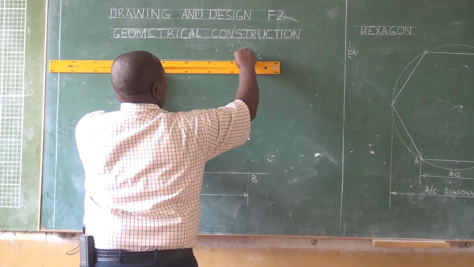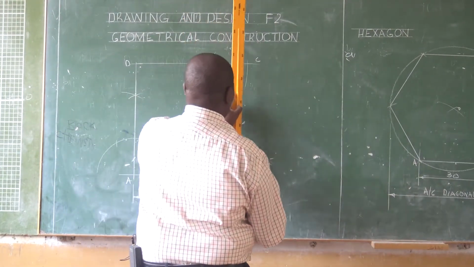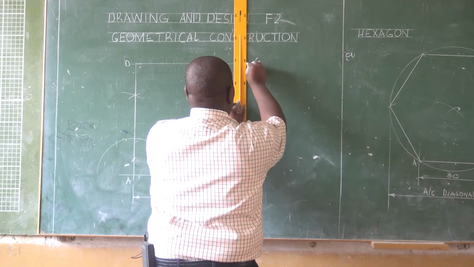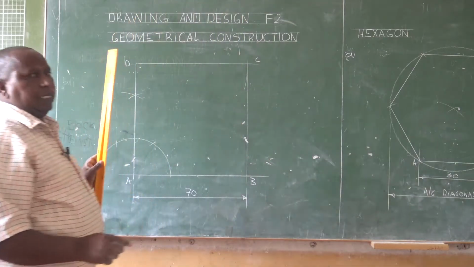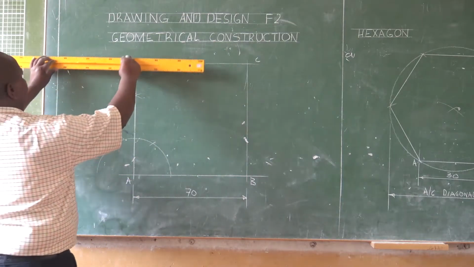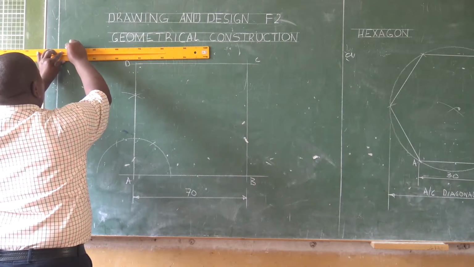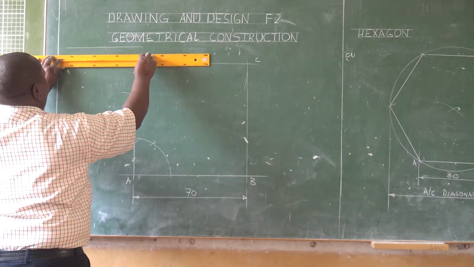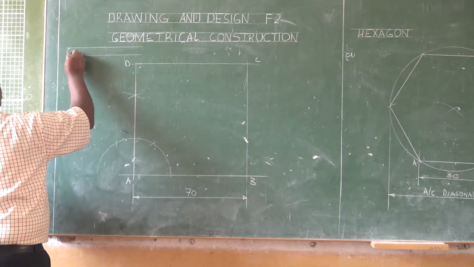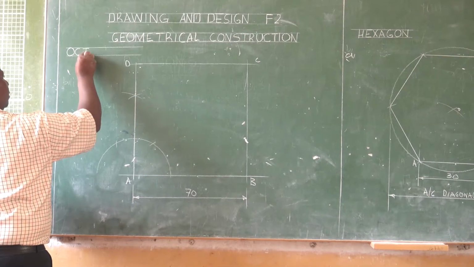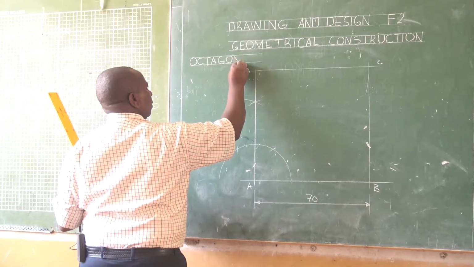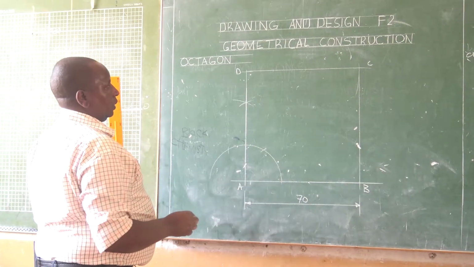Remember that this is not the objective of the entire construction, so we don't outline that square, it is still construction work. Our purpose, or our target, is to construct an octagon within a given square. Octagon within a given square. Once again, octagon. And the square is 70.